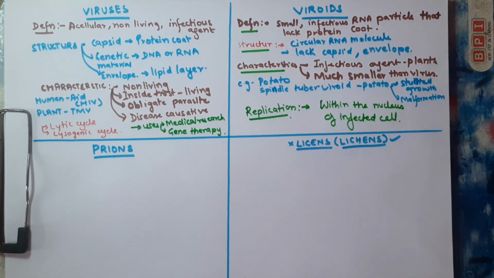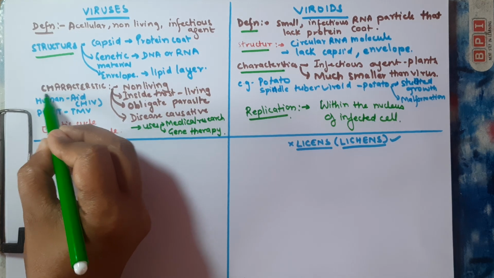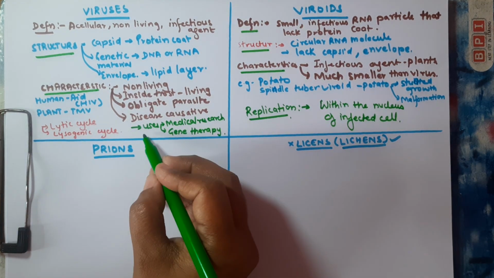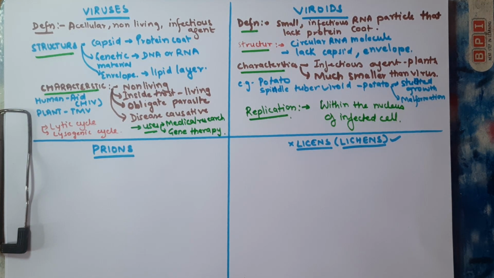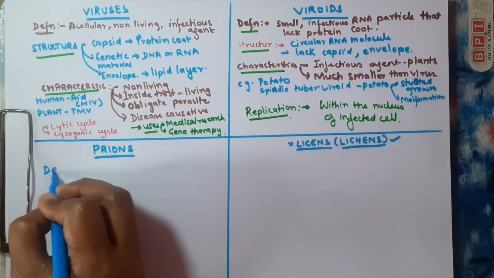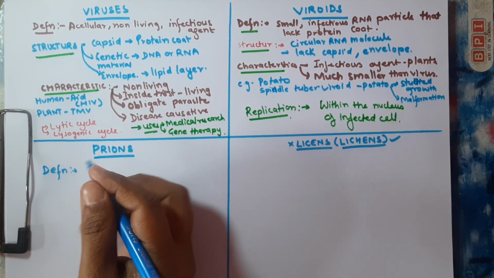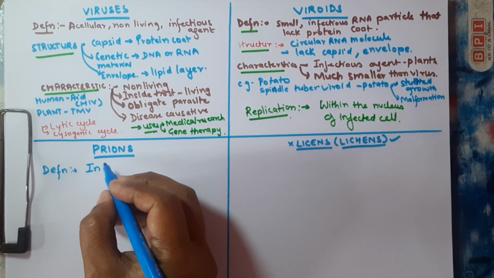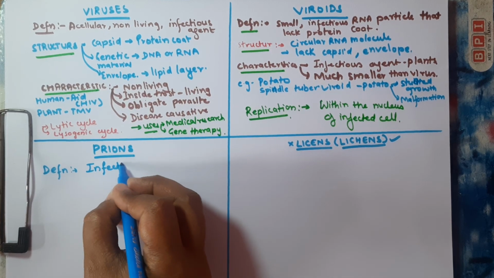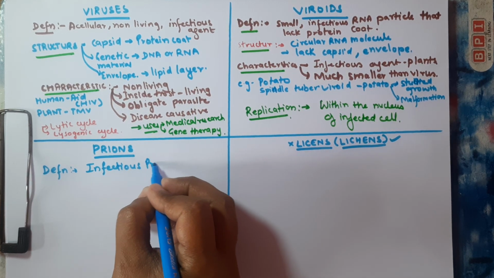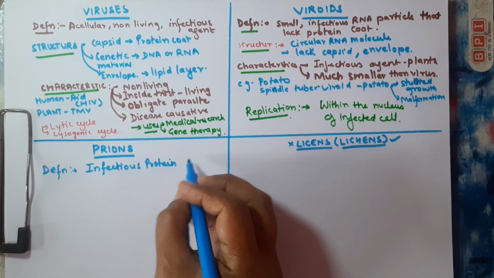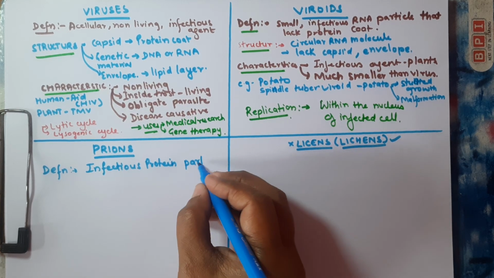Okay, so this is all we studied about the viroids, and these are the points that we studied about the viruses. Now let's come to the prions. So first again we will learn about the definition of the prions. So they are the infectious protein.